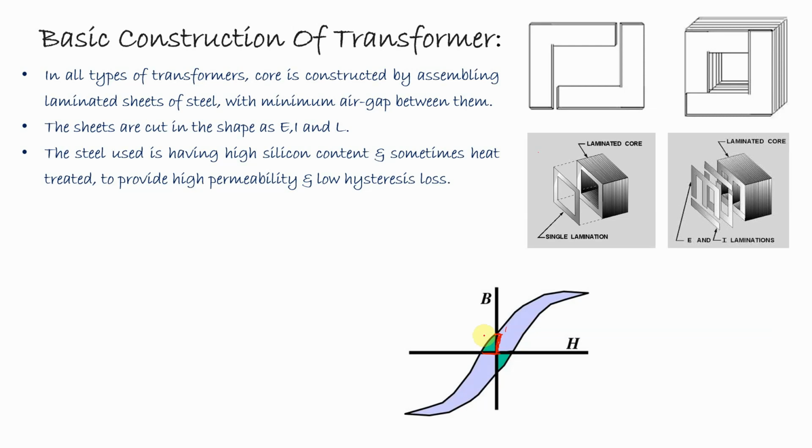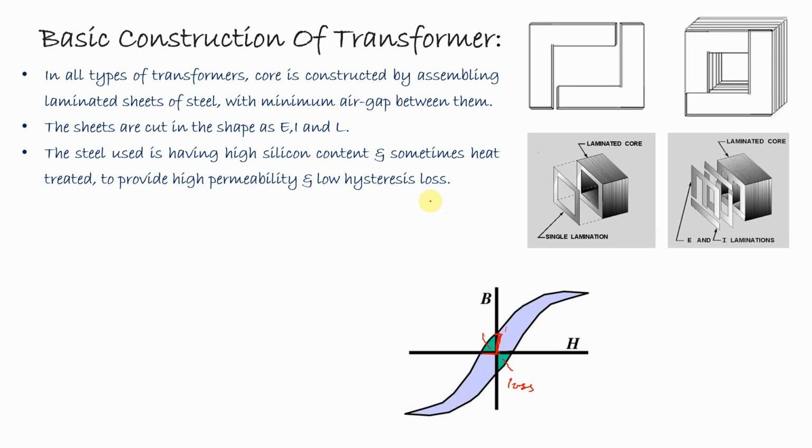So basically this region and this region are considered as the loss, and this loss depends upon the shape of the BH characteristics, or we can say the hysteresis loop. To make the hysteresis loss low, the core of the transformer is made of silicon steel with a high content of silicon, and sometimes heat treated materials are also used.